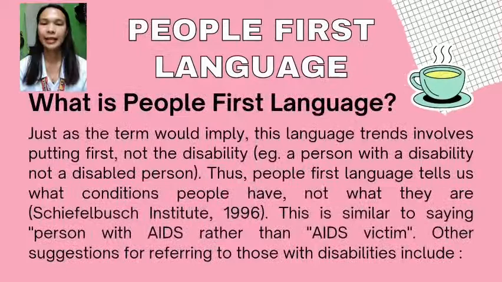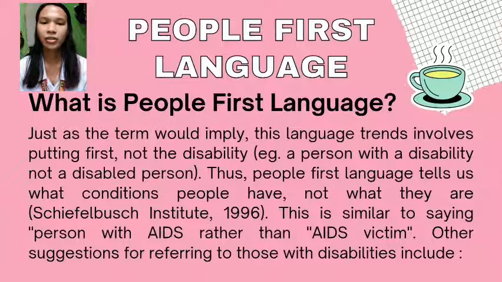People first language. What is people first language? Just as the term would imply, this language involves putting people first, not the disability. Example, a person with a disability and not a disabled person. Thus, people first language tells us what conditions people have, not what they are. This is similar to saying person with AIDS rather than AIDS victim.